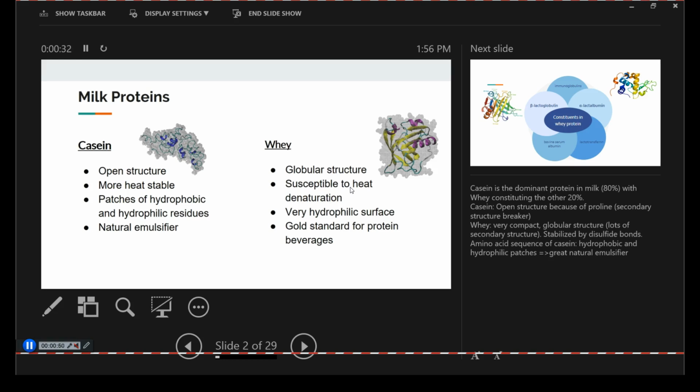And casein is characterized by its open structure, which makes it very heat stable, compared to whey, which is a very compact globular structure. That means it has a lot of secondary structure, so it's susceptible to heat denaturation. And casein, again, is characterized by hydrophobic and hydrophilic patches, which make it a great natural emulsifier, whereas whey is known for its highly hydrophilic surface, so it's very soluble, making it great for protein beverages.